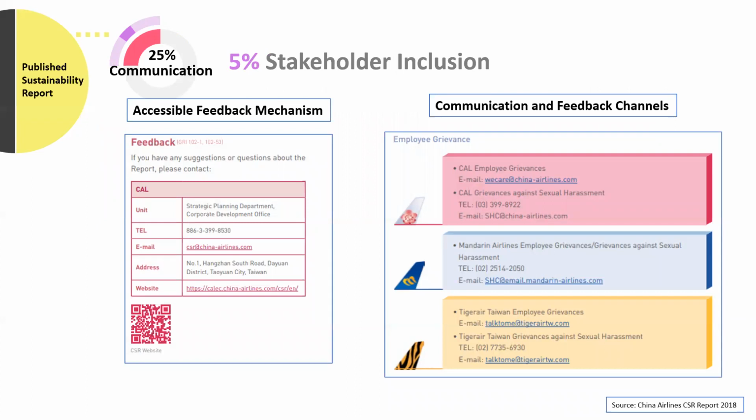And also stakeholder inclusion is still part of communication. So this part is about communication channels, how the different stakeholders can access the company's corporate divisions, and also communication feedback channels for different stakeholders. So that's how the stakeholder inclusion section is assessed for communication.